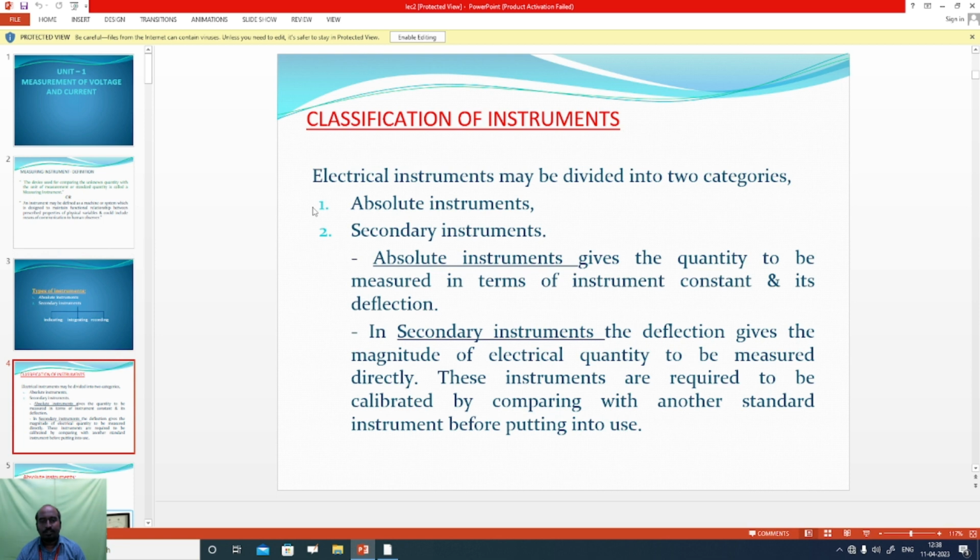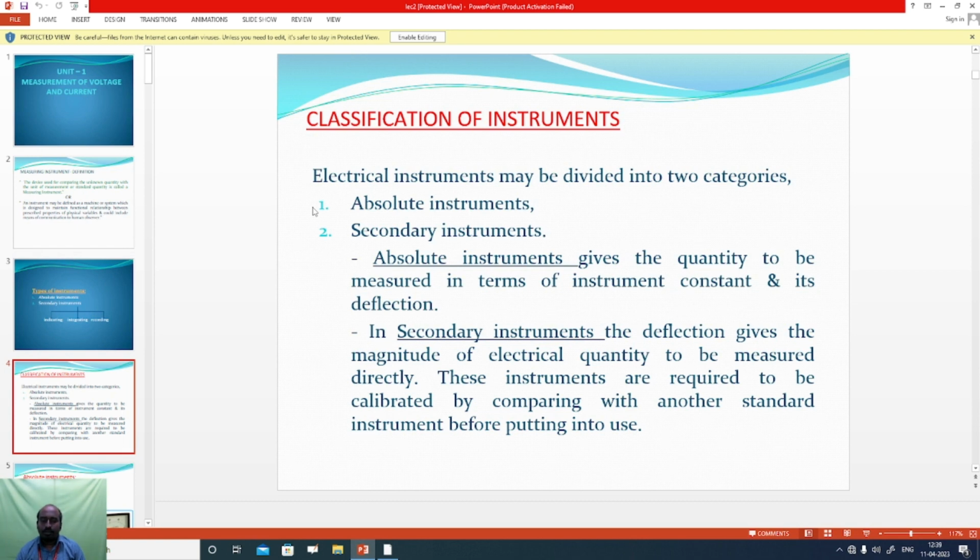So, the quantity is measured in terms of only the instrument constant and its deflection. While in the secondary instruments, the deflection is given in terms of the magnitude of the electrical quantity to be measured directly. Here the measurement is done directly and there is no need of an instrument constant. So, the output will be displayed directly in the secondary instruments.